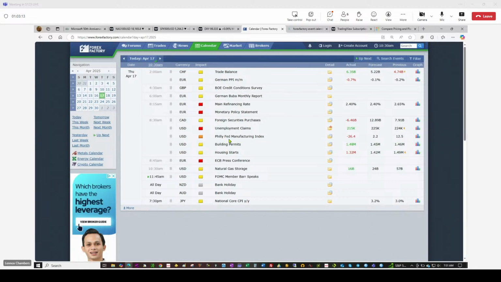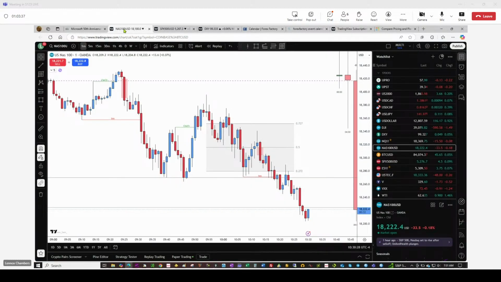The Philly Fed Manufacturing Index, they forecasted 2.2 and they came in at minus 26.4. So maybe that was the culprit. Maybe, but I think it's probably more to do with tariffs still. Yeah, but more than likely. Yeah, this is the great misunderstood concept, I think.